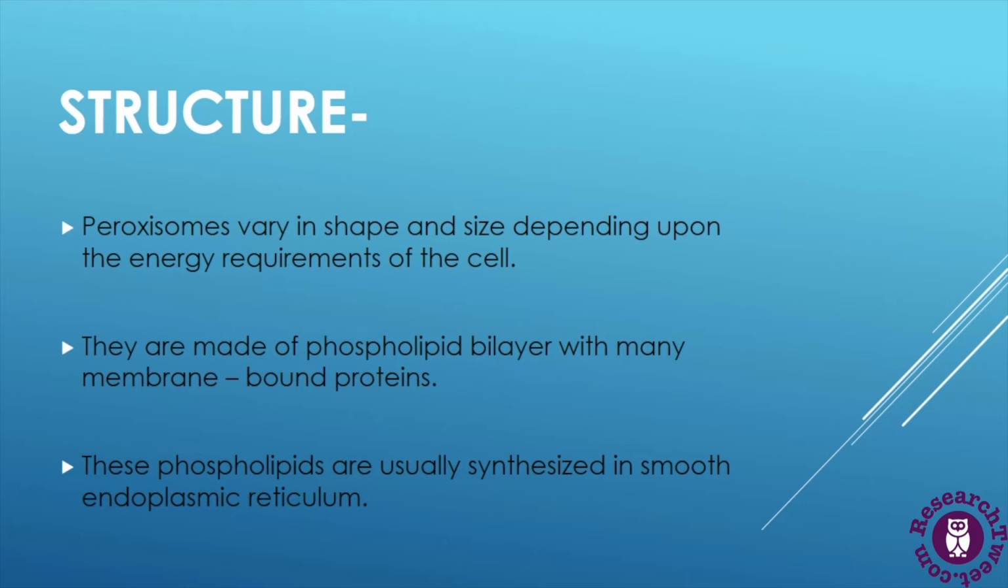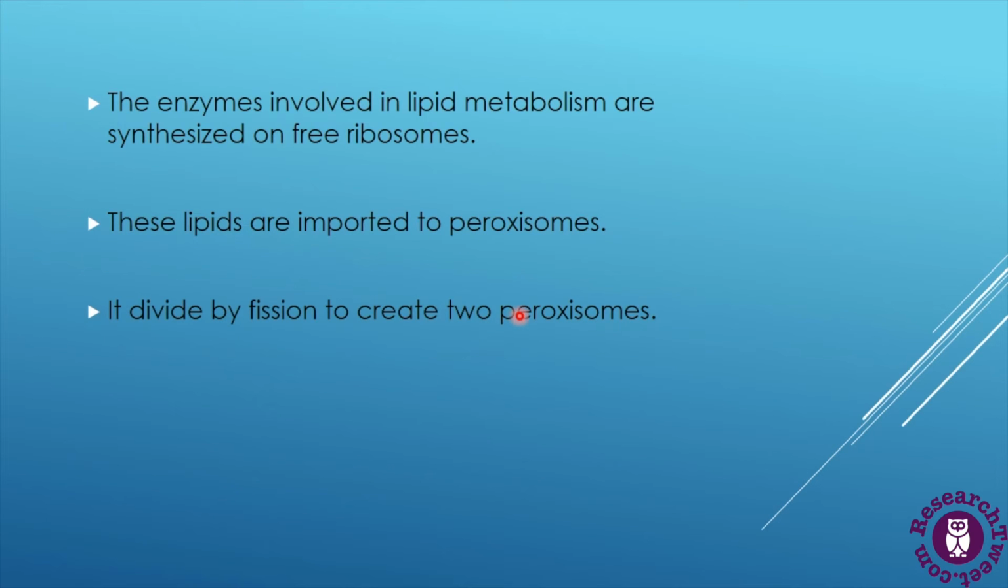and later they are transported or imported into the peroxisomes. Now the peroxisomes or the microbodies have the main function of lipid metabolism, also called beta oxidation.